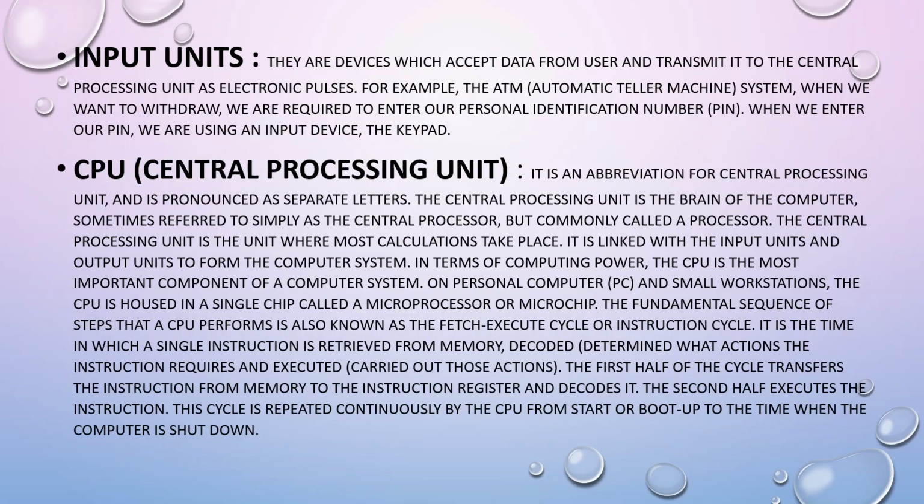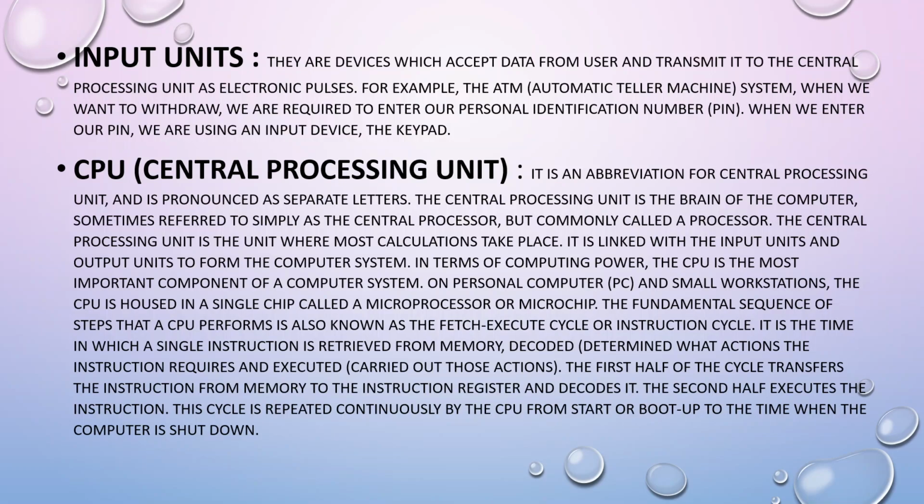The Central Processing Unit is the brain of the computer, sometimes referred to simply as the central processor, but commonly called a processor. The Central Processing Unit is the unit where most calculations take place. It is linked with the input units and output units to form the computer system. In terms of computing power, the CPU is the most important component of a computer system. On personal computers, PC, and small workstations, the CPU is housed in a single chip called a microprocessor or microchip.